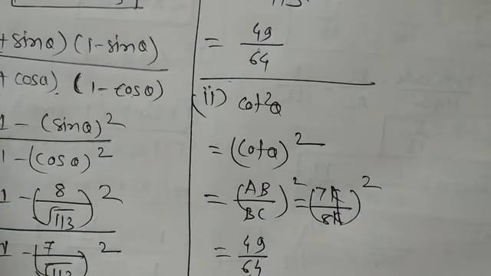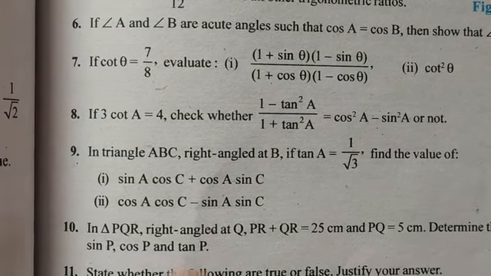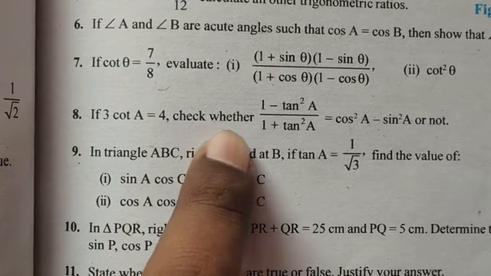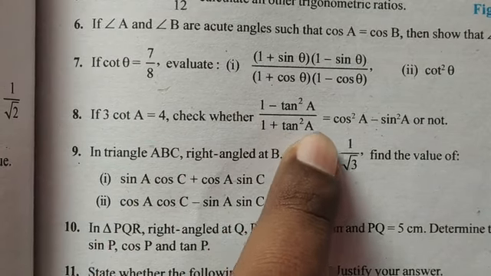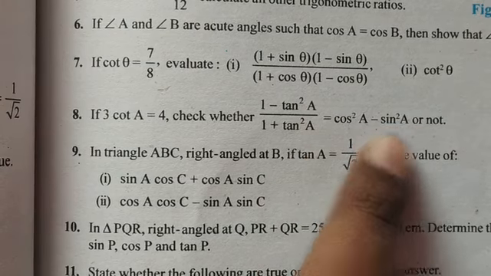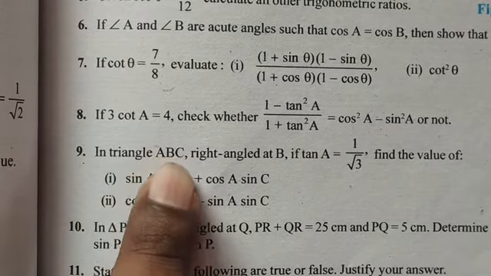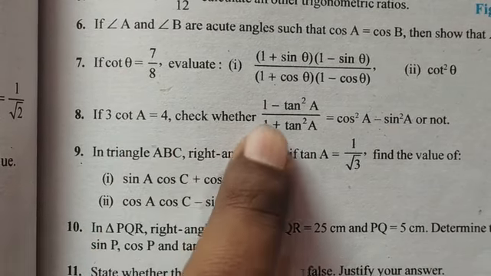Now the next example is the same again. Number 8 is the same as number 7, that is 3 cot A is equal to 4. Check whether (1 minus tan square A) upon (1 plus tan square A) equals cos square A minus sin square A or not. Just find out the value of cot A, that is 4 by 3. Same here, just find out the remaining terms and use the value.